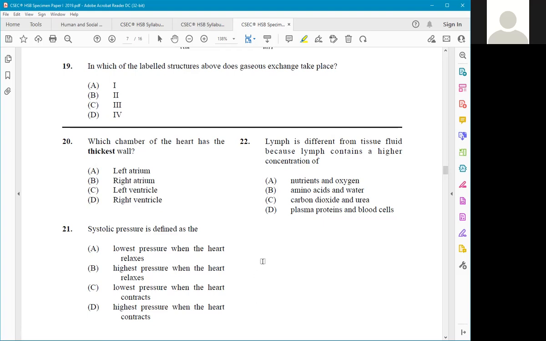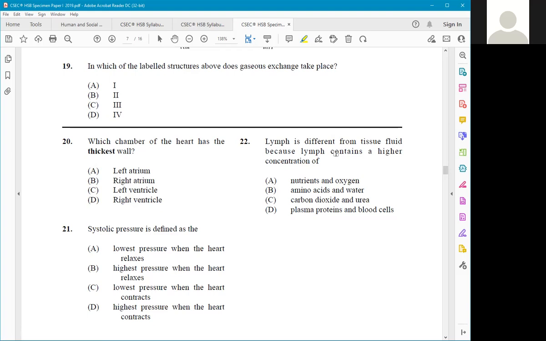22. Lymph is different from tissue fluid because lymph contains a higher concentration of nutrients and oxygen. That can't be. Tissue fluid has to have more oxygen and nutrients. B, amino acids and water.